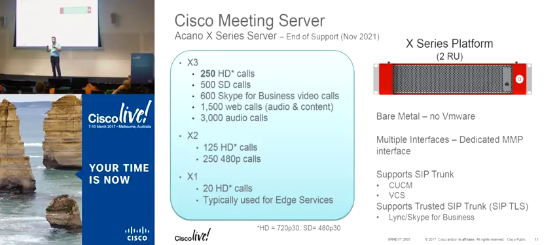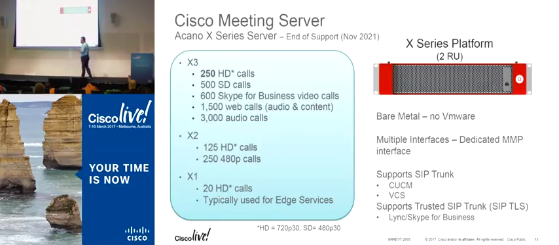In a 2RU box, we're able to achieve 250 720p high-definition calls in a single 2RU box, and then for additional capacity, we could just add more. The X2, which was the same size but half the compute, did 125 at 720p. And the X1, typically we use for firewall traversal, or what we call edge functionality, and I'll go through what that means in a moment. And you can see that that's a very small function. It really just enabled us to do firewall traversal.